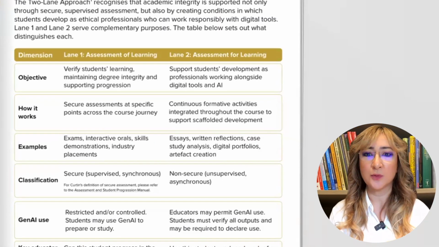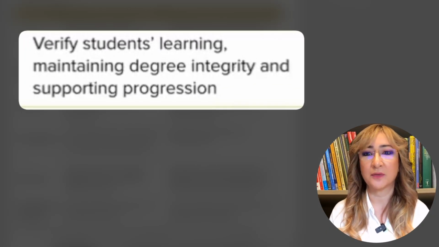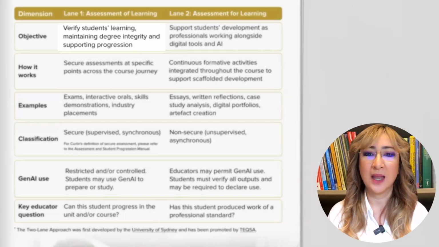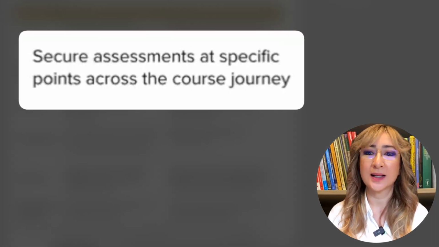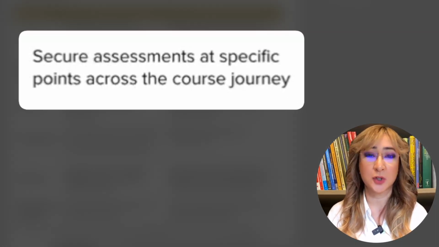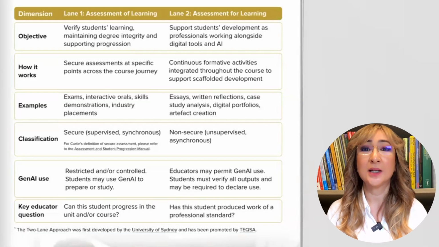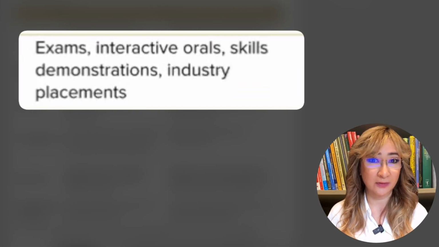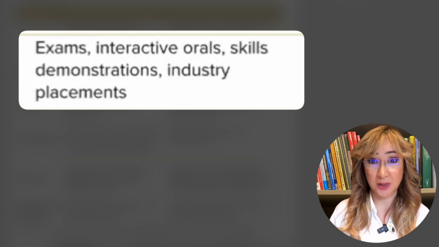So let's go to lane 1 first. The objective is really to verify students' learning, maintaining a degree of integrity and supporting progression. And how it works: secure assessments at specific points across the learning journey. And here are some examples. Even though it says exams, I wouldn't want all of us to go back to traditional exams in a supervised setting. It also includes interactive orals, which are viva voces, skills demonstration, and industry placements. So I love the practicality side of that.